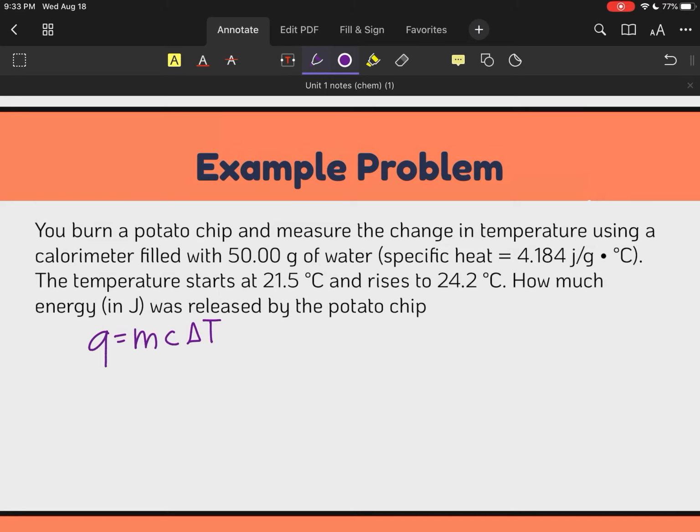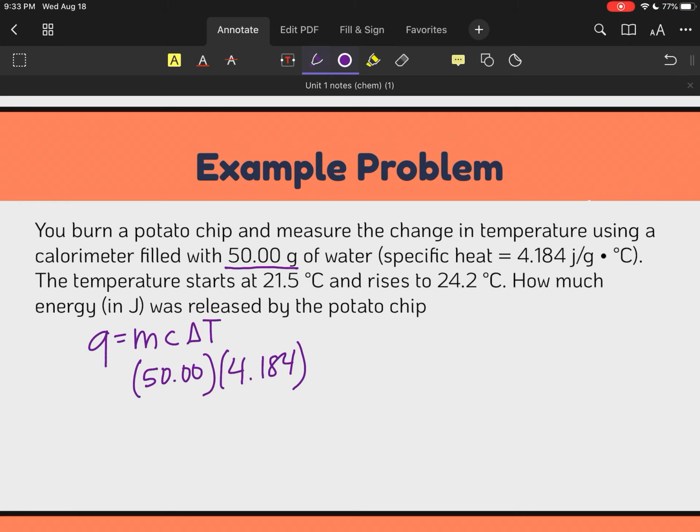It says, you burn a potato chip and measure the change in temperature using a calorimeter filled with 50 grams of water. So that's my mass. I'm going to go ahead and write it down. And remember, I always want to write down exactly what's in the problem, because those decimals are there for a reason. They show the precision of my instrument, and this is where I'm going to determine my significant figures. So I don't want to skip any numbers. I'm going to write it exactly as I see it. Then it tells me the specific heat of water is 4.184. And then it tells me my temperature starts at 21.5 and it rises to 24.2.